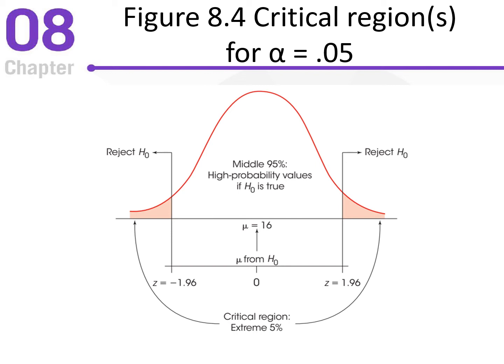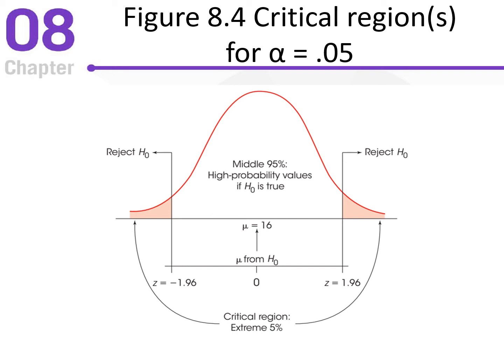Now, if we're looking at these critical regions or these tails that you see cut off here, they correspond to a certain value of your test statistic. And since we're talking about Z, the normal distribution here, these tails for 5%, this is an alpha value of 0.05, the critical values for these tails is 1.96 or negative 1.96.